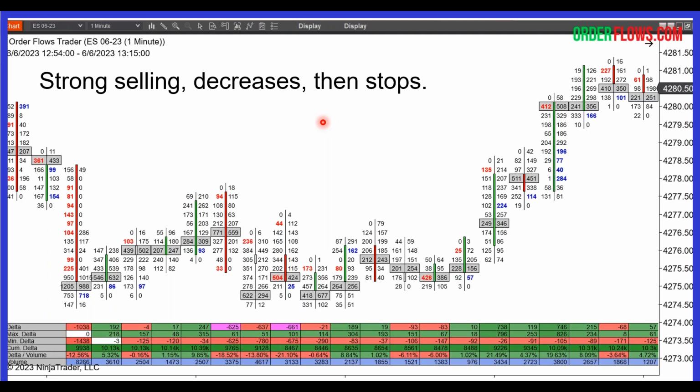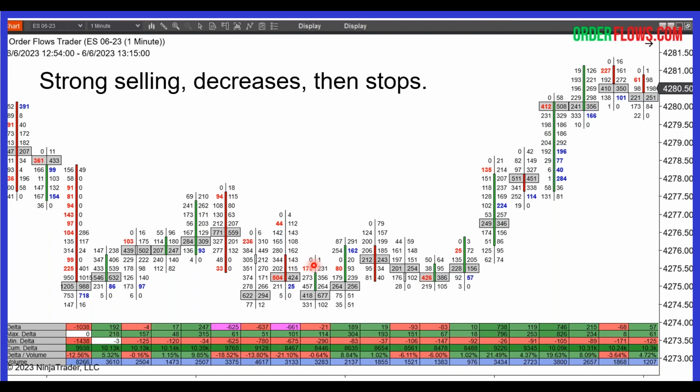Okay, here's another great example, right? You see this market is just sort of going sideways in here. But look at this little collection of bars that we have right in here. As this market is going sideways, we've got strong aggressive selling, strong negative deltas, minus 625, minus 637, minus 661, then minus 21. But strong selling, strong selling, strong selling. The market's not going down.